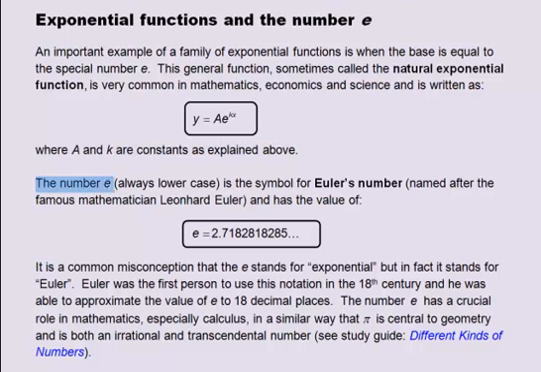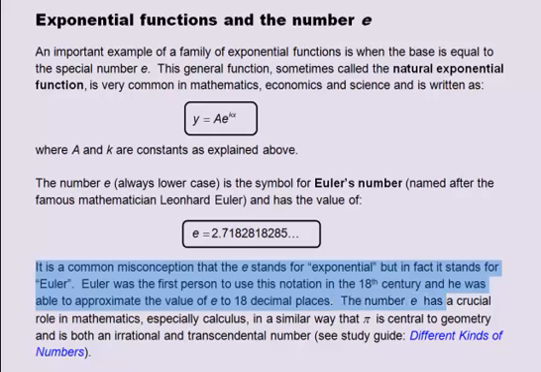The number e, always lowercase, is the symbol for Euler's number, named after the famous mathematician Leonhard Euler, and has the value of e equals 2.71828182885, and so on. It is a common misconception that the e stands for exponential, but in fact it stands for Euler. Euler was the first person to use this notation in the 18th century, and he was able to approximate the value of e to 18 decimal places.